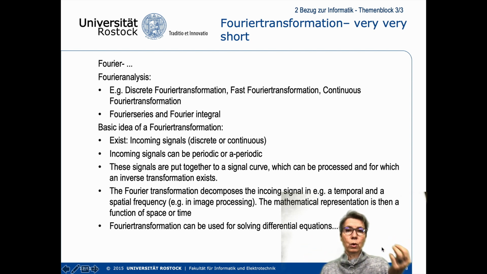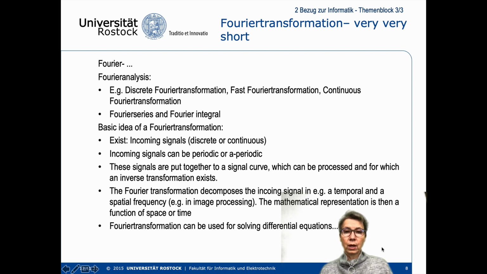Very important for me is only that you get the basic idea of the Fourier transformation, which is you have a set of incoming signals like in the ear or in the eye. Those signals are discrete or continuous. Never mind, there are different Fourier transformations for discrete and for continuous signals. The incoming signals can be periodic like a sinus curve, or they can be aperiodic, which is also not bothering the general idea. These signals are put together in a signal curve, and this can be processed, and for this an inverse transformation also exists.